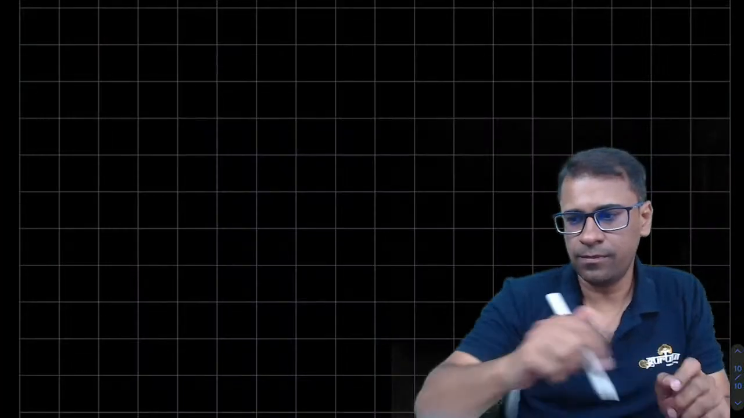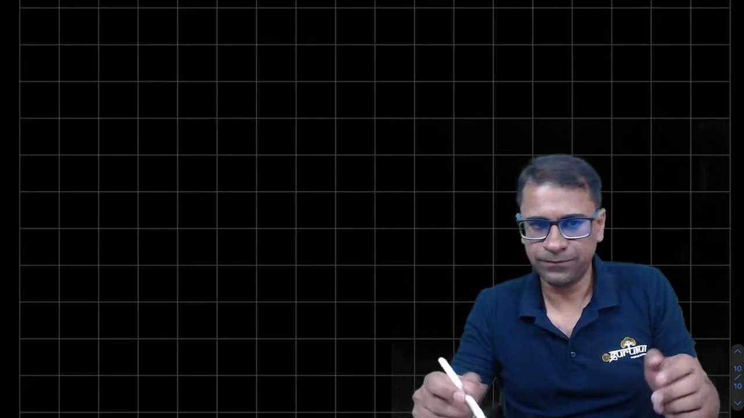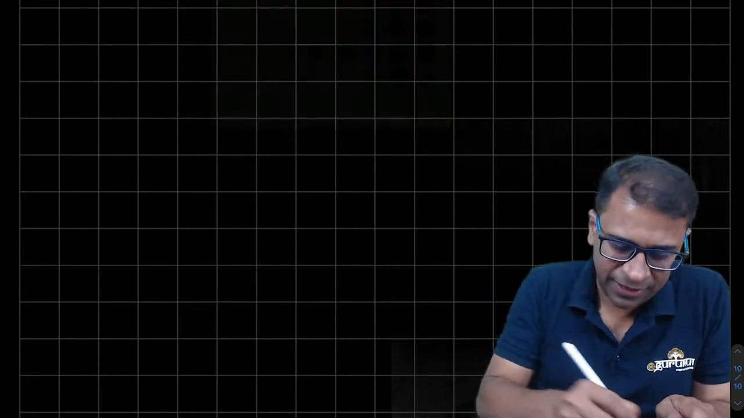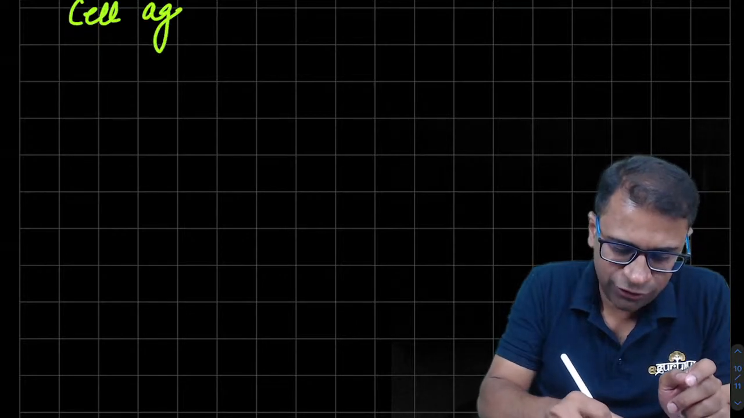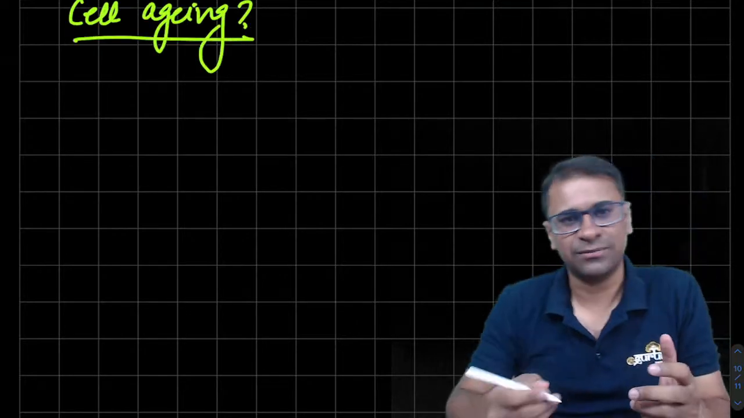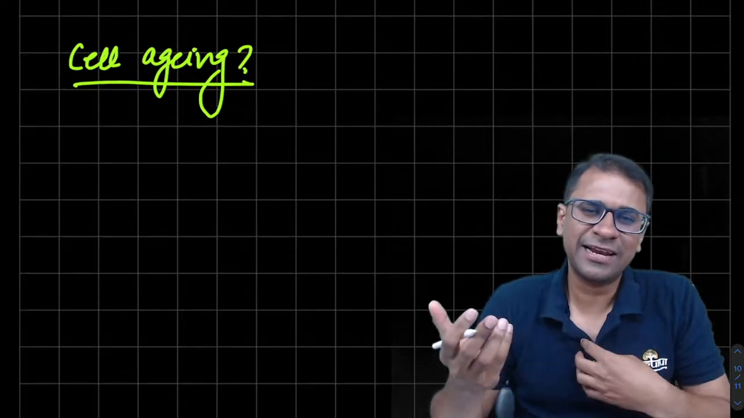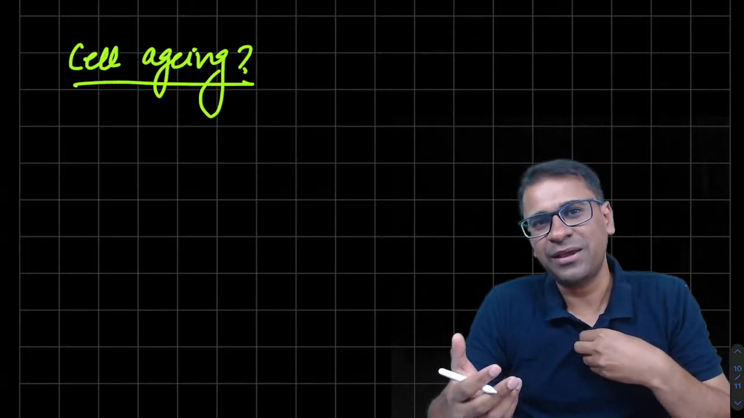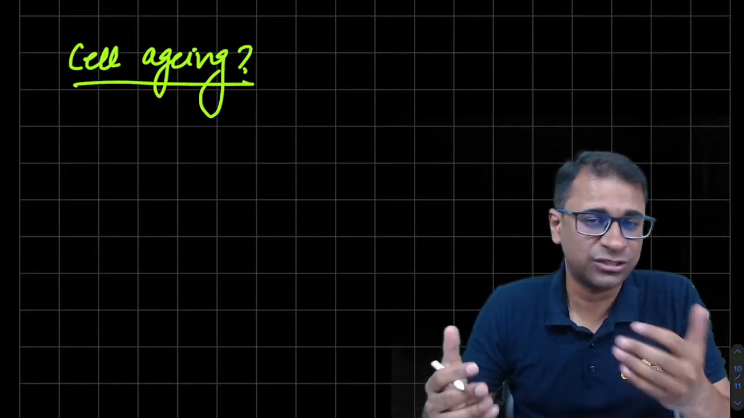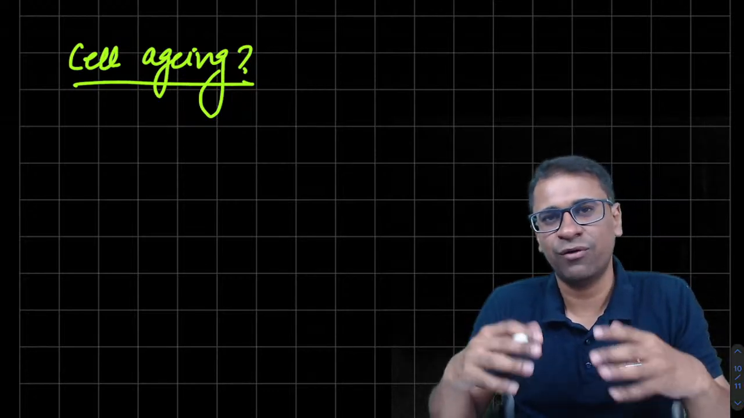So since you have asked me about this topic, the first topic that I'm taking is cell aging. Basically, what is aging? Aging is something in which a cell gets old. So how does a cell get old? A cell getting old simply means that the cell is not able to divide any further. Okay, the cell is not able to divide any further is what the word aging means.